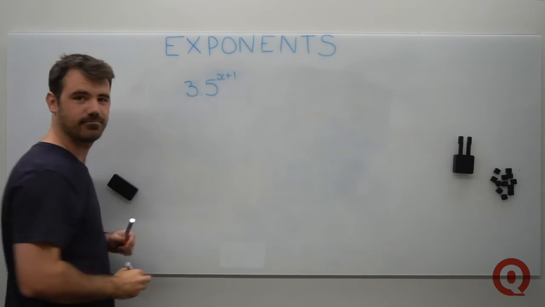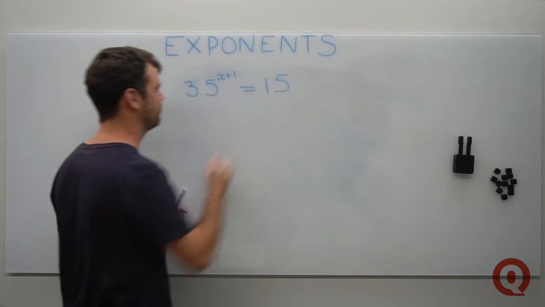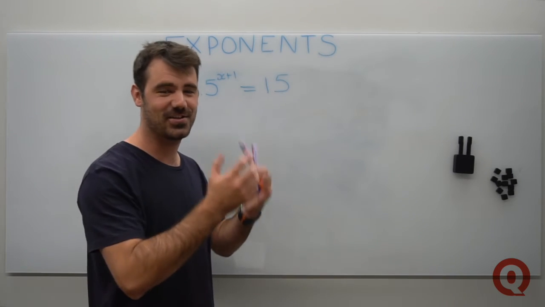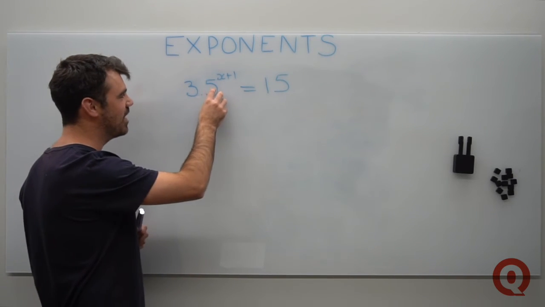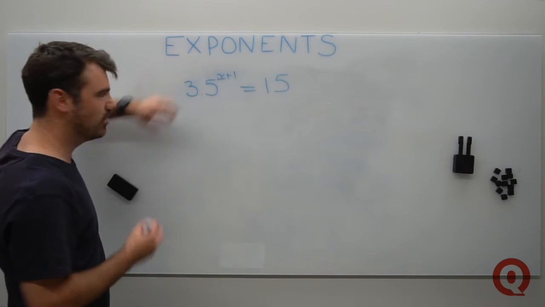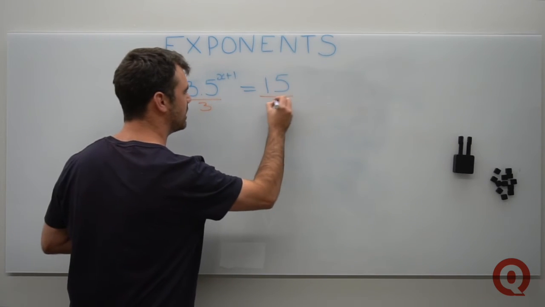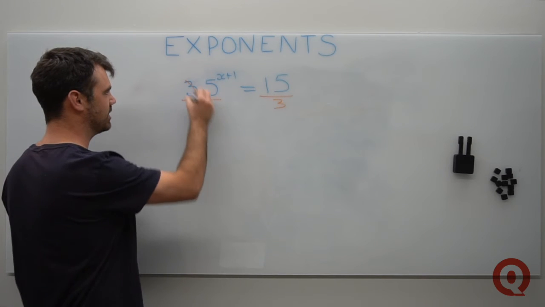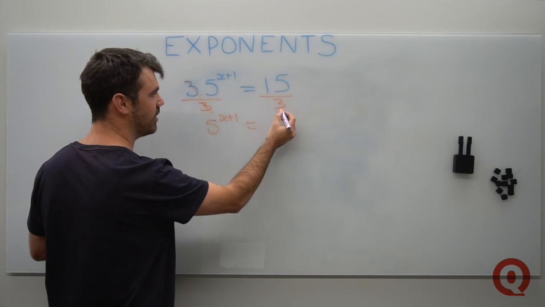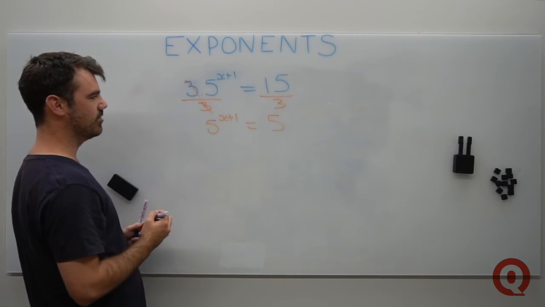3 times 5 to the power of x plus 1, going real next level, is equal to 15. Just like a normal equation, we're trying to isolate x, to get x on its own. Right now it has a base of 5, but it's also being multiplied by 3. So how can I get rid of this 3? I need to divide both sides by 3. What I do to one side, I do to the other. So these cancel out, and I'm left with 5 to the power of x plus 1 is equal to, what's 15 divided by 3? 5. Now all of a sudden my bases are the same, so I can drop them.